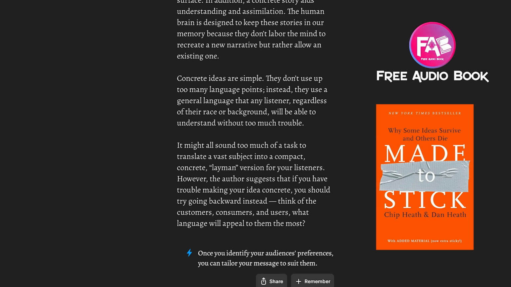It might all sound too much of a task to translate a vast subject into a compact, concrete, layman version for your listeners. However, the author suggests that if you have trouble making your idea concrete, you should try going backward instead. Think of the customers, consumers, and users. What language will appeal to them the most? Once you identify your audience preferences, you can tailor your message to suit them.